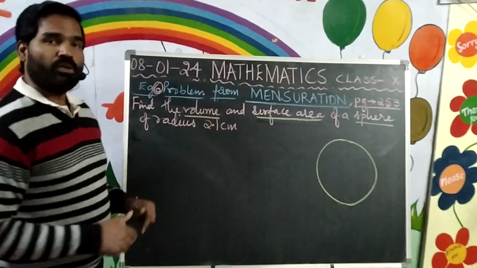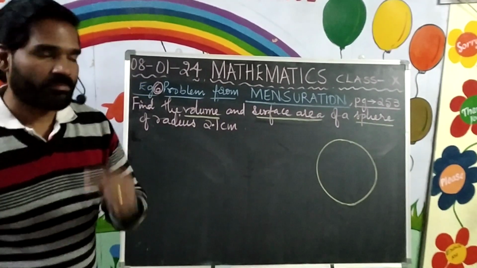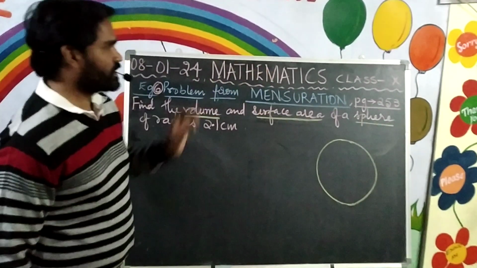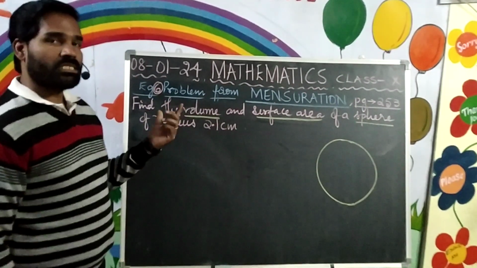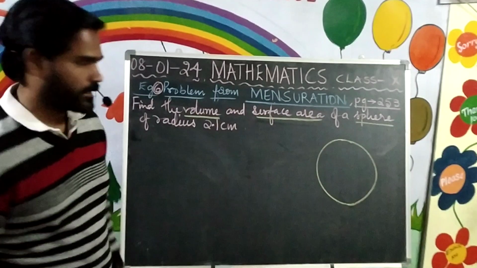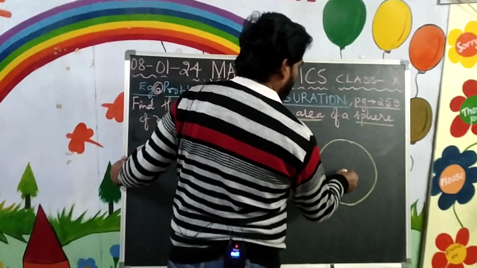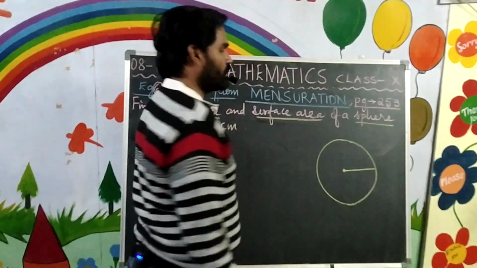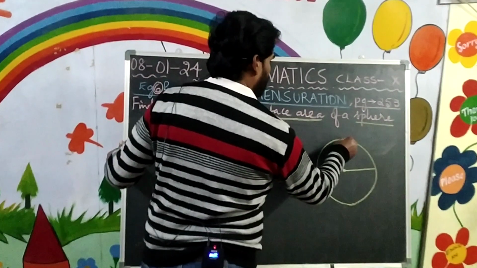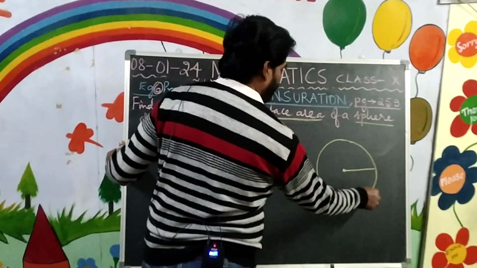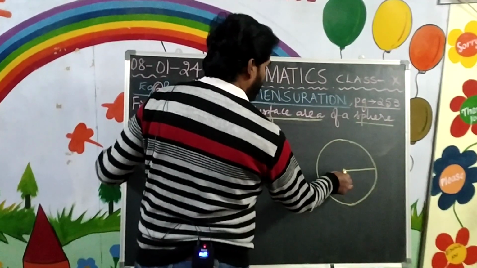In order to find volume and surface area, there is one measurement given. The word mensuration itself means measurement. So the measurement given is the radius. What is radius? Radius is nothing but the length of the line from the center of the circle to any point on the circle. A circle is said to have uncountable points on it. There are countless points on a circle, but there is one point in the center.